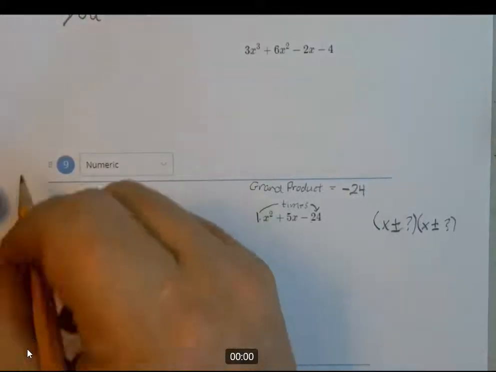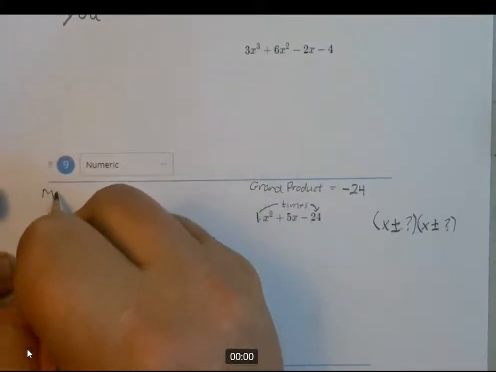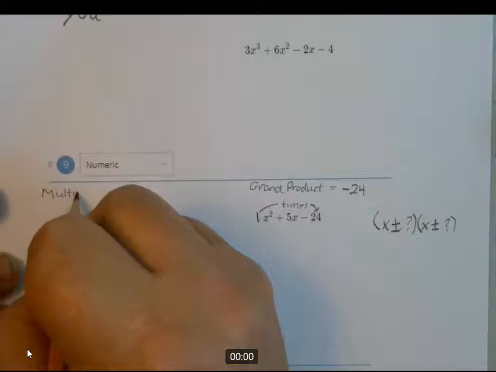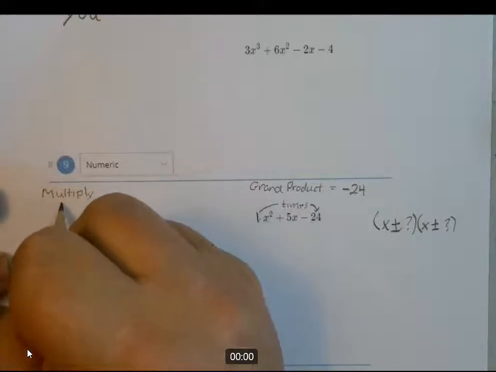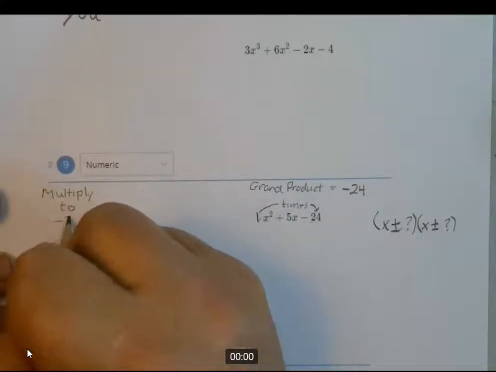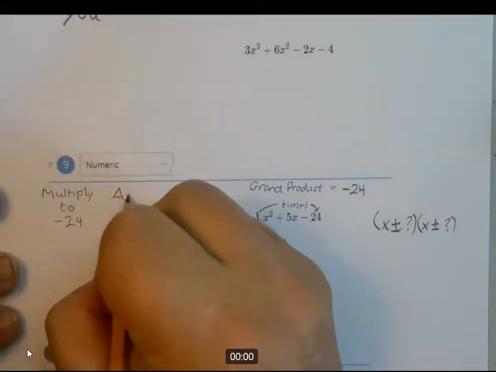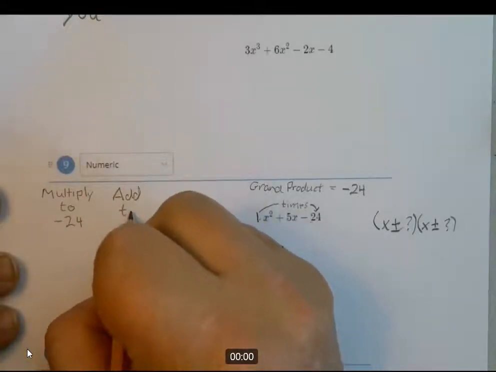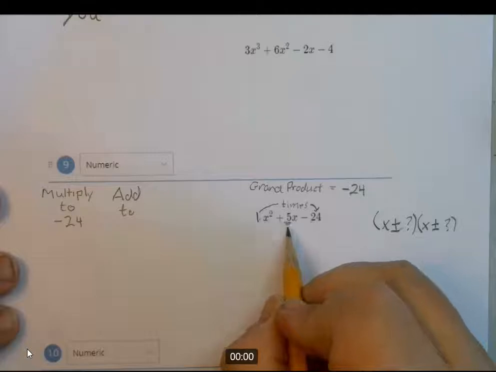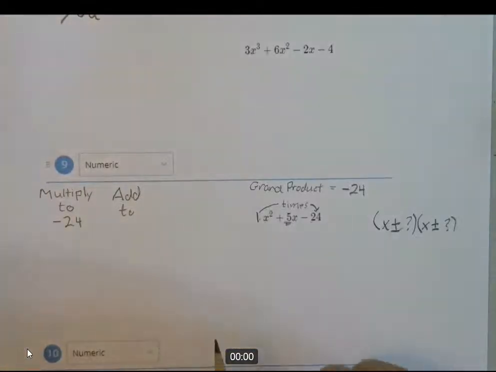So here's what we do. We need to find 2 numbers that multiply to the grand product. They also have to add to this number in the middle right here that's in front of the x. They have to add to that.